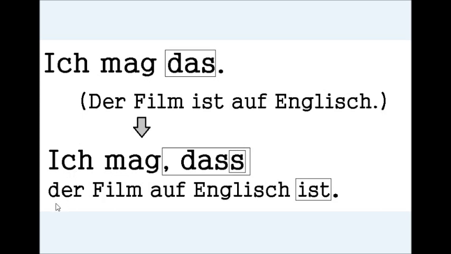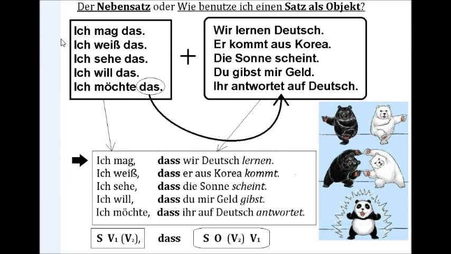Let's take a look at some examples. Ich mag das. I like that. Ich weiß das. I know that. Ich sehe das. I see that. Ich will das. I want that. Ich möchte das. I would like that. Wir lernen Deutsch. We learn German. Er kommt aus Korea. He comes from Korea. Die Sonne scheint. The sun is shining. Du gibst mir Geld. You give me money. Ihr antwortet auf Deutsch. You answer in German.